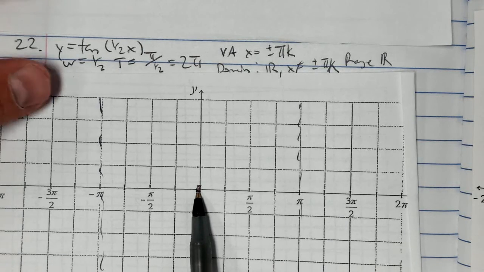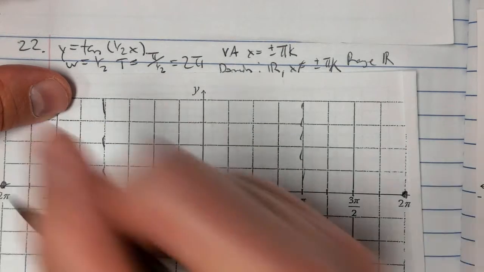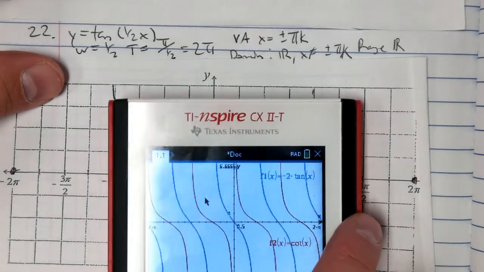Let's see. The dot would have to be at 2 pi and at negative 2 pi. Okay, let's graph it on the calculator and check it out.